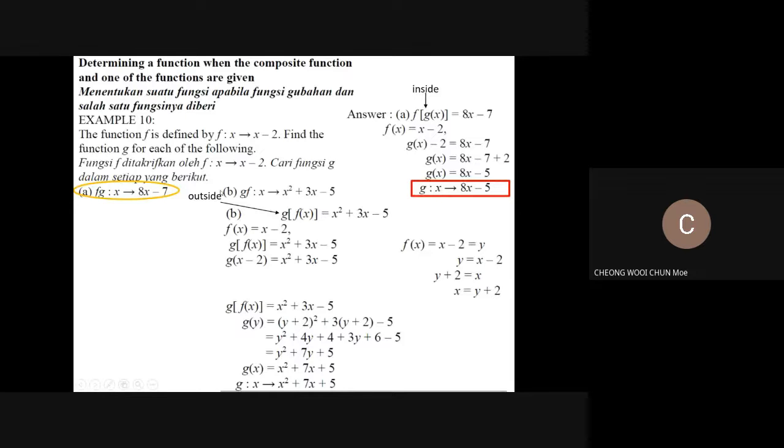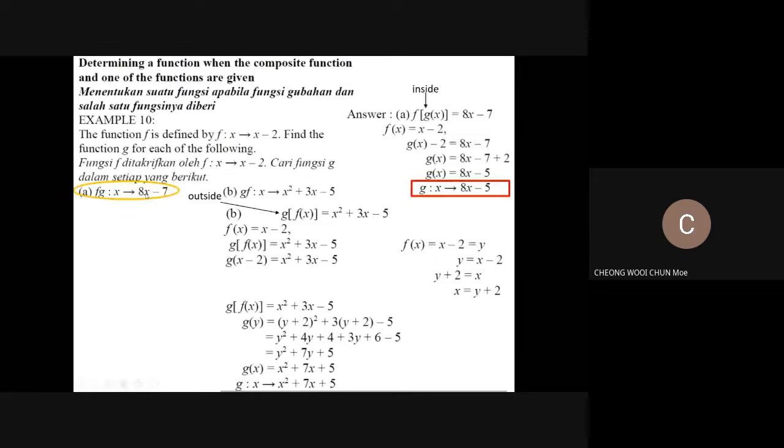So, determine a function when the composite function and one of the functions are given. We look at example 10. Composite means there is more than one function. Given f(x) is equal to x minus 2, we need to find function g. There are two parts, A and B, different things to find. The g here is inside, and the g here is outside.